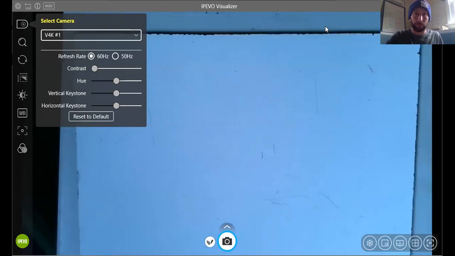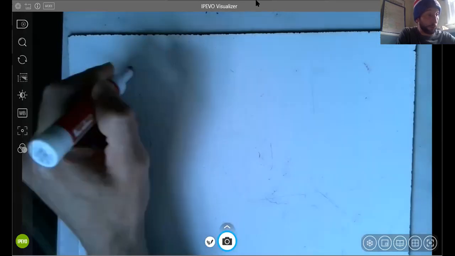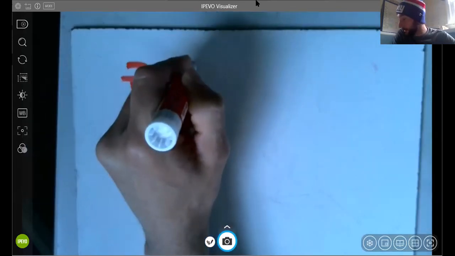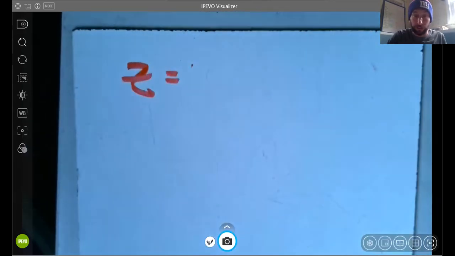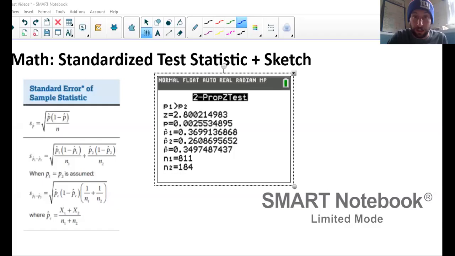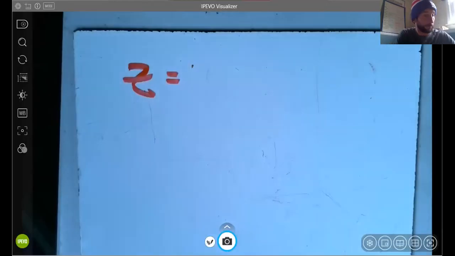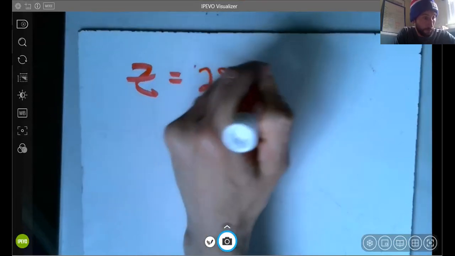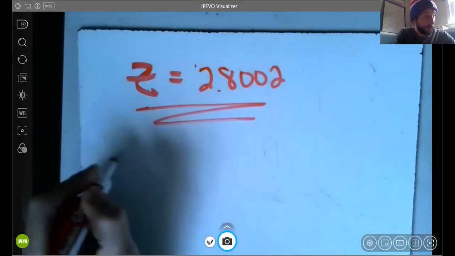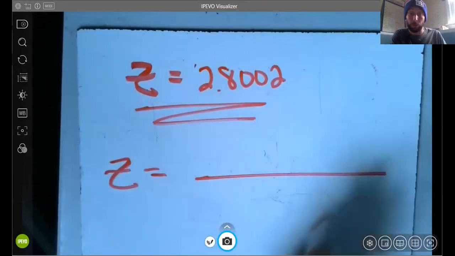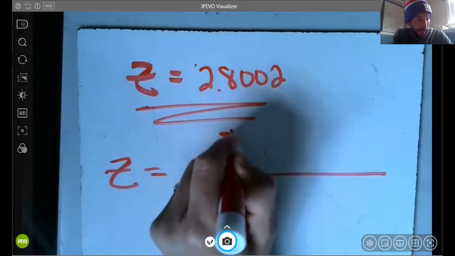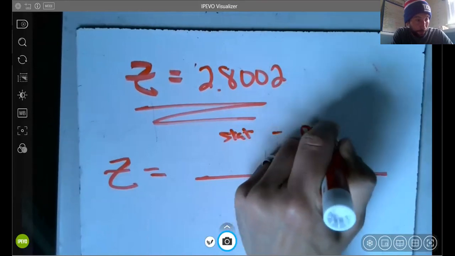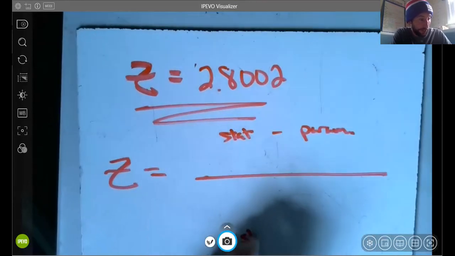So let me jump to the whiteboard here. When we go to calculate our z-score, we know our z-score is 2.8002. So how is this calculated? Our standardized test statistic, we start with stat minus parameter over standard error.